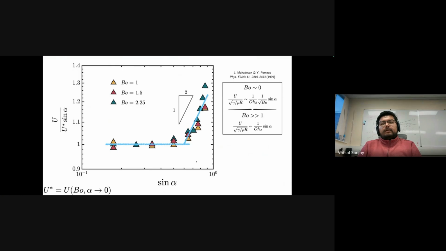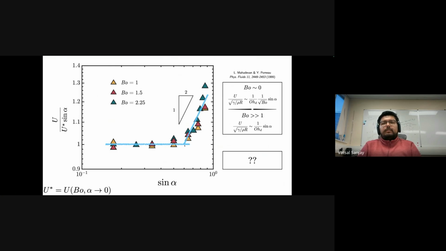Now, surprisingly, what happened is if we go beyond a certain value, in this case a sine alpha value of roughly 0.5 or 0.6, we notice a systematic deviation away from this plateau. We can see it over here. And this, of course, is because the theory from Mahadevan and Pomeau is only valid in the limit of small angles. If we have a finite angle, then something changes. What is remarkable here is that this change is systematic and also seems to follow some sort of scaling. And this is what we would like to understand.